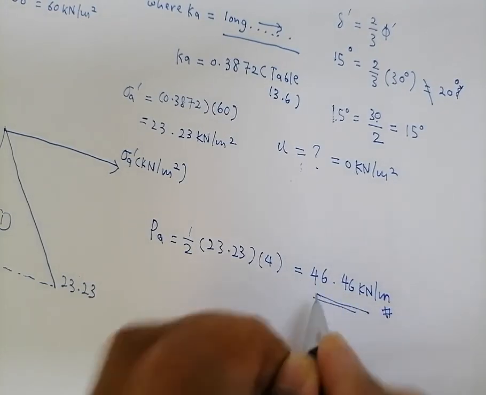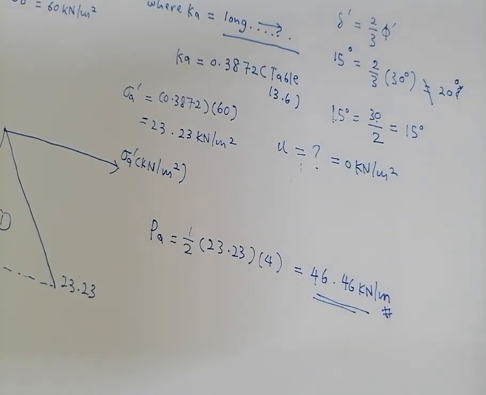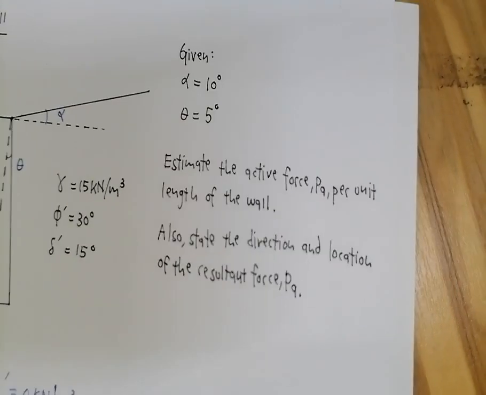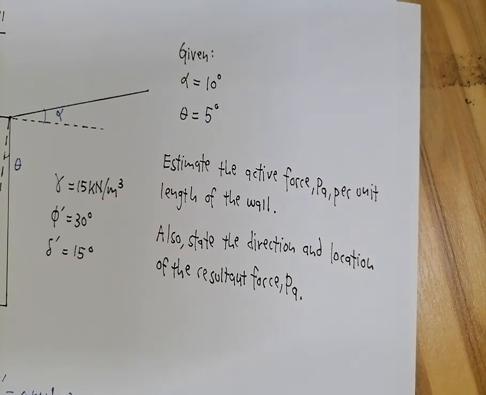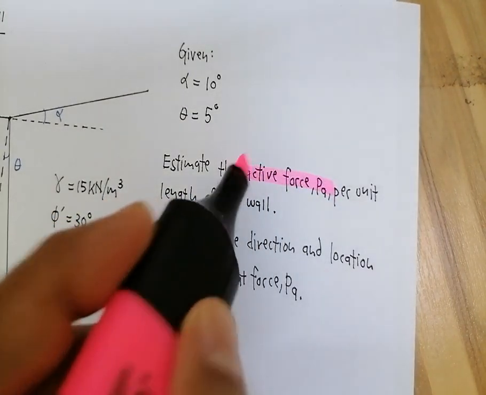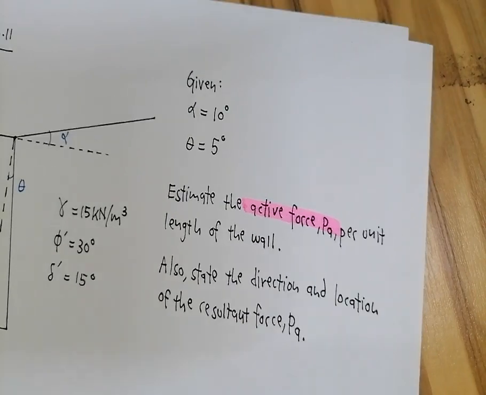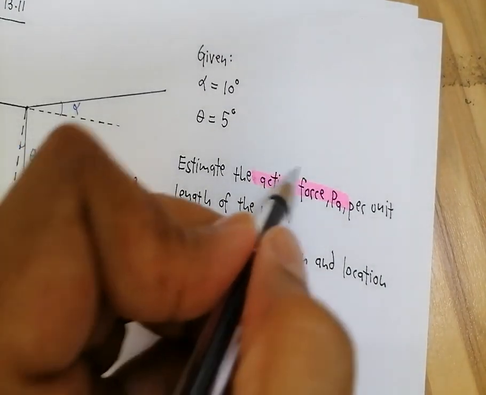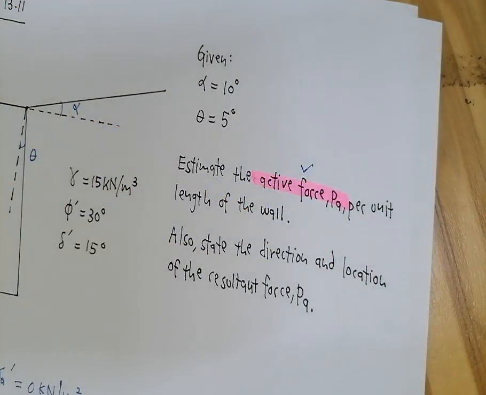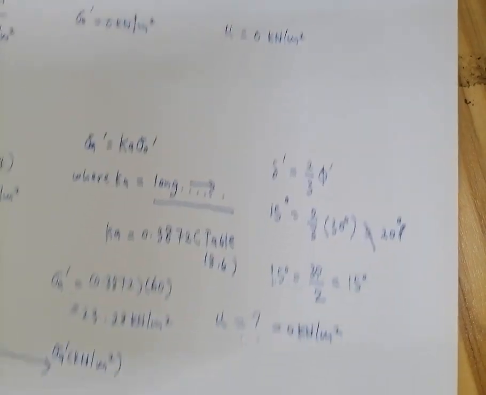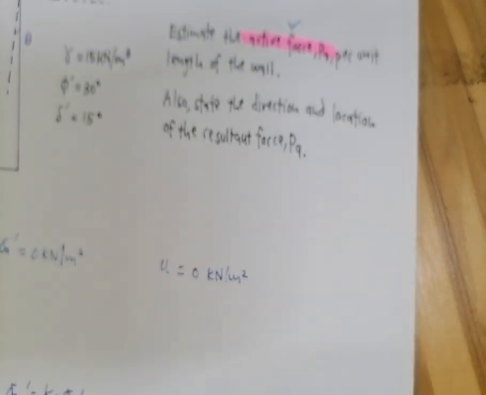Right. So the first task is done. So the active force per unit length of the wall is 46.46 kilonewton per meter. So this is done. So today I'm going to use a pink highlight. Okay, there. This is done. So what's next? All right, I hope you're with me. I hope I'm not too fast.